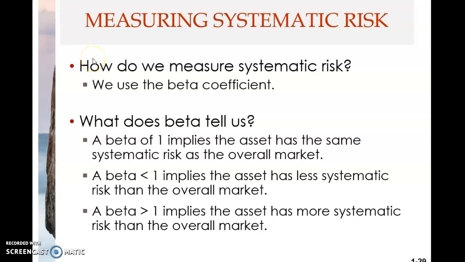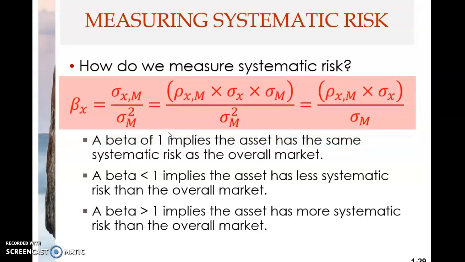Alright, welcome to the second clip. We were looking at measuring systematic risk. So this is the formula to measure systematic risk. This is beta. We use beta. Beta is measured this way. This is the formula for measuring beta.